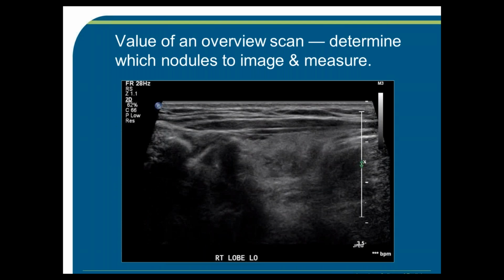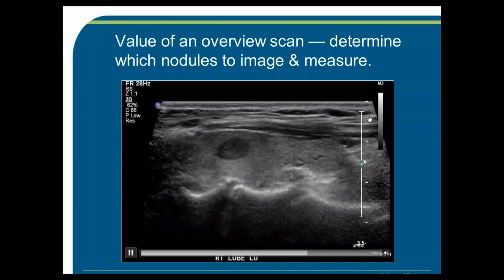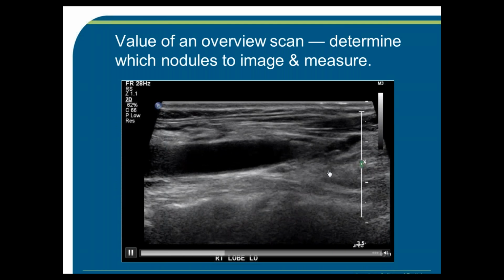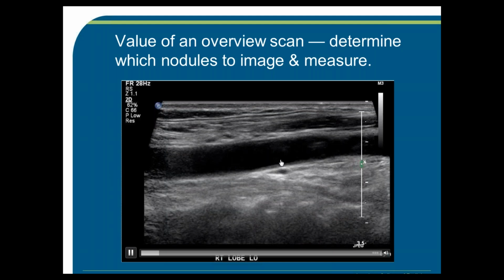This clip shows the value of an overview scan. It gives you an idea before you start measuring or annotating anything which nodules to focus on.